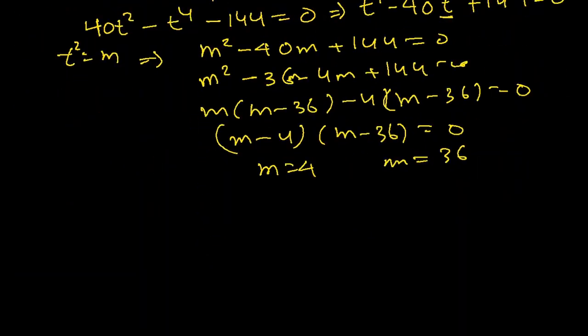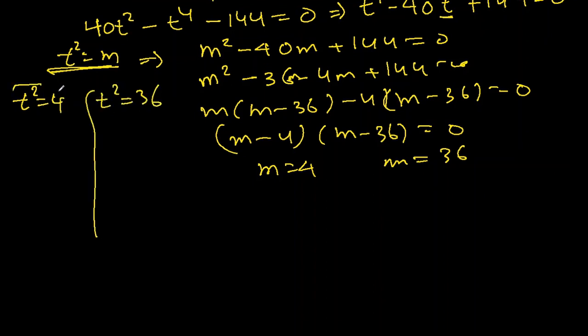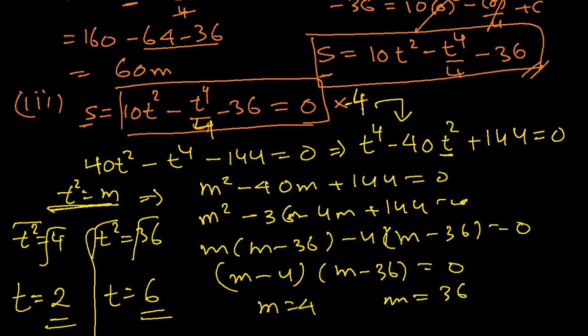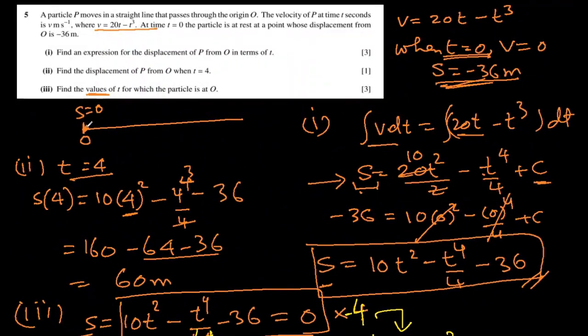These are the roots. But our actual problem was to find time, t. So t² is equal to 4 and t² is equal to 36. Taking the square root, in this case time will be plus minus 2. But we will not take the negative time because time cannot be negative. Similarly here, time will be 6. So these are the two times when this particular particle comes to O, and it is changing direction.